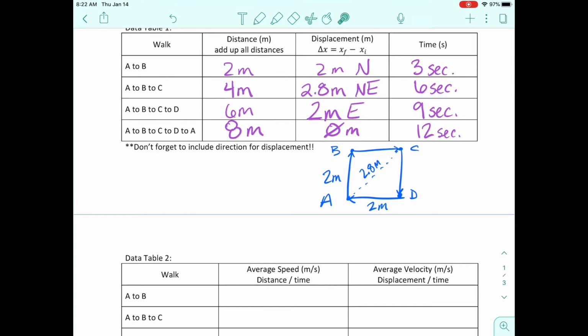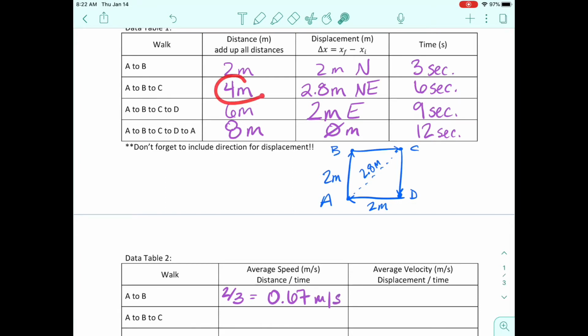All right, for the second data table, it asks us to calculate the average speed of our walks. So we're going to take our distance divided by our time. So these are your distances here, because it's labeled in the data table. And these are your times, again, labeled in the data table. So you're going to take this number divided by that number. So 2 divided by 3. And that's going to be 0.67 meters per second.